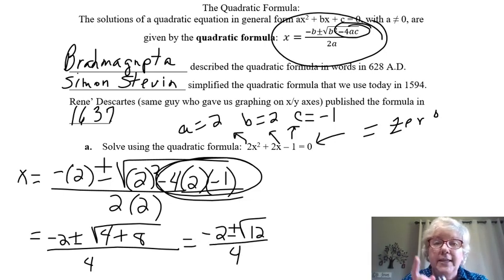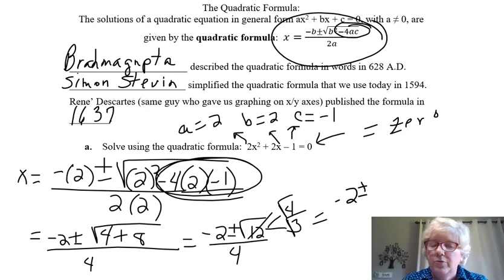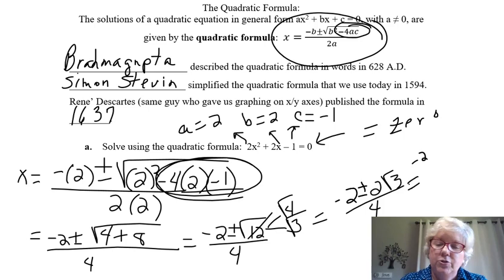Now 12 needs to be simplified. If you think about it, 12 is 4 times 3. So I take the square root of both of those parts and replace it. So it's -2 plus minus, okay, the square root of 4 is 2, and I put the square root of 3 behind it, and that's all over 4. Now all I have to do is separate it and reduce. So I'm going to put -2 over the 4 plus minus 2 square root of 3 over the 4.